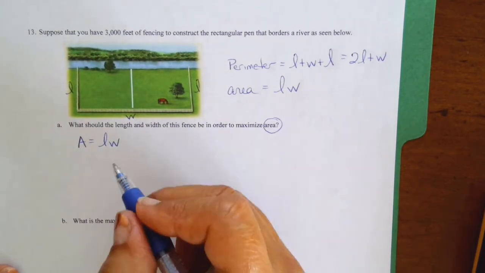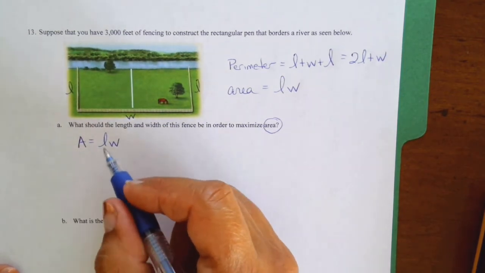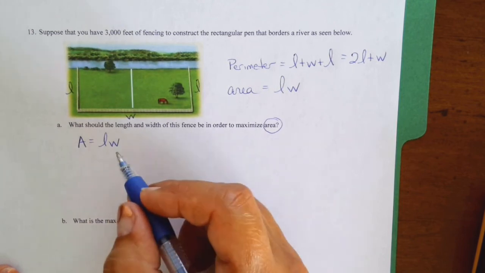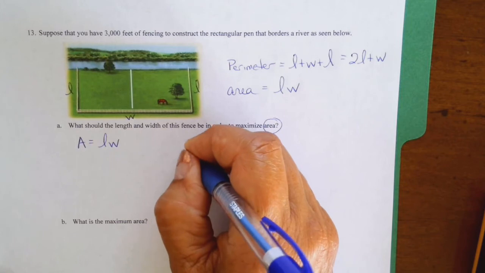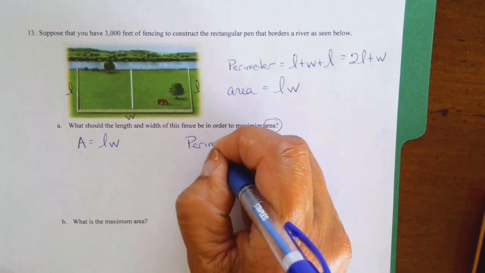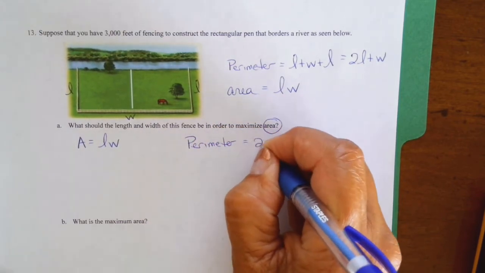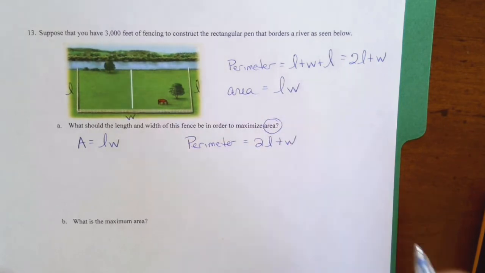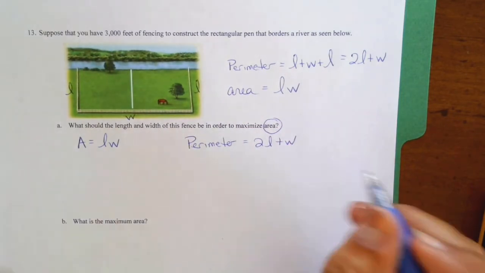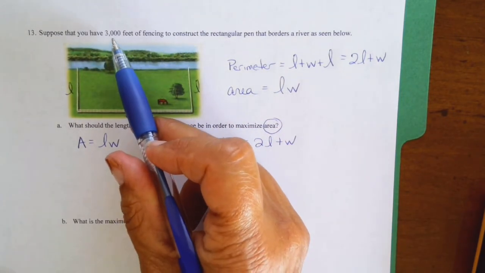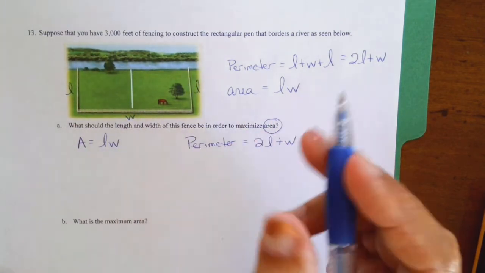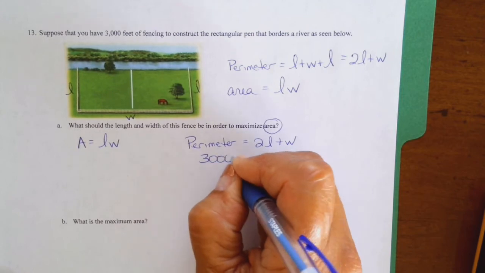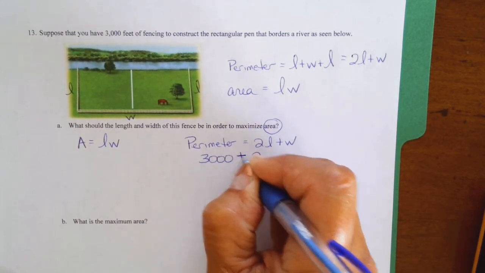However, we can't use 2 variables in our calculator or to compute. We only need 1 variable here. So we're going to come over here, take your formula for perimeter, which was 2L plus W, and use what they gave you, 3,000 feet of fencing. That would be the total perimeter, so that would be the 3,000. Oops, that's equals.